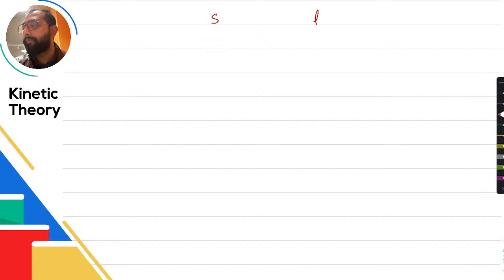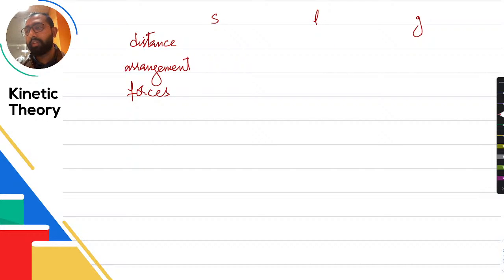So I'm going to write all of that. Solid, liquid, gas, and the keywords were distance. Of course, distance affects the arrangement. Then forces, that was the second keyword. Motion, third keyword, and kinetic energy. Okay. Here's what kinetic theory says. And again, we will try to explain using these words when we go back to those 3 phenomena.